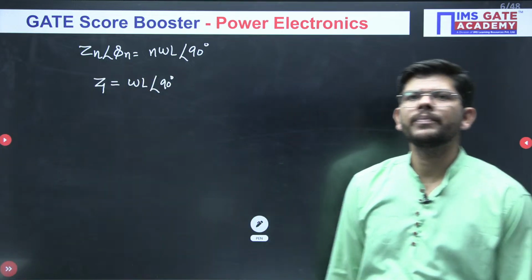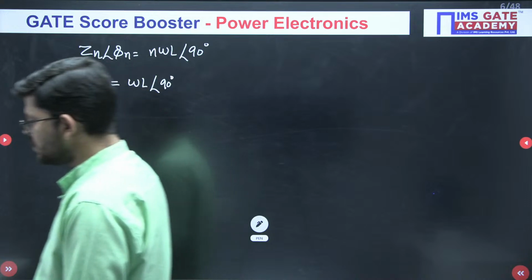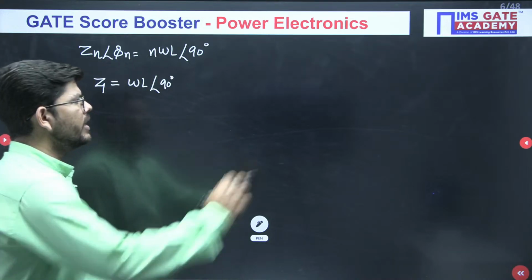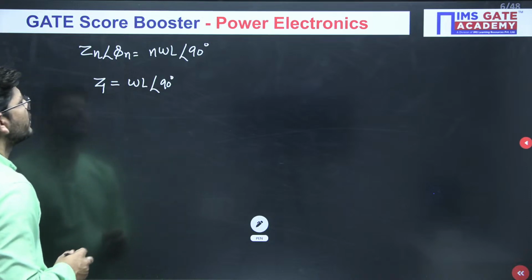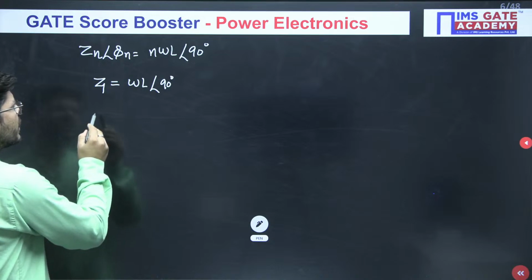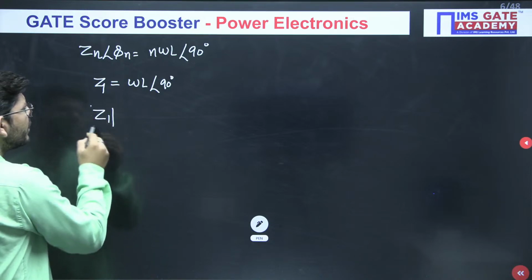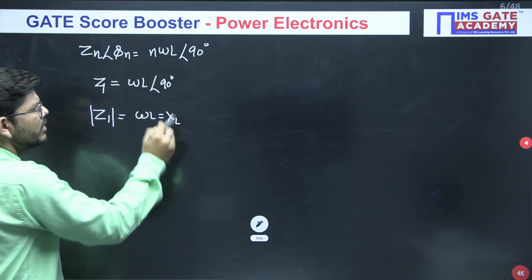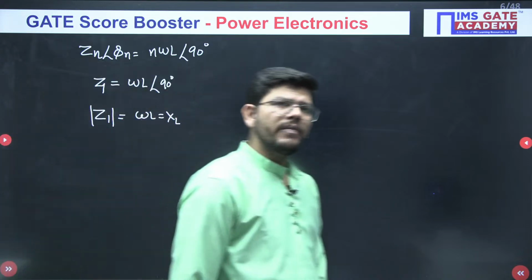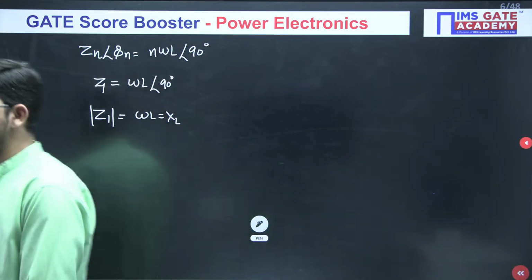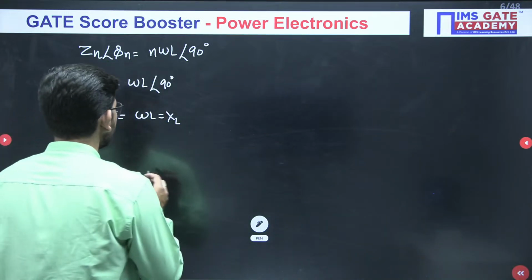This is what you have to calculate. Okay. You have put L instead of omega L. Okay. So this will be the fundamental impedance. Now, if I talk about the magnitude only, because we need the magnitude, it will be omega L or XL only. Okay. So now we need to calculate the value of XL. So what will be the value of XL? Okay. Simply 2 pi FL.